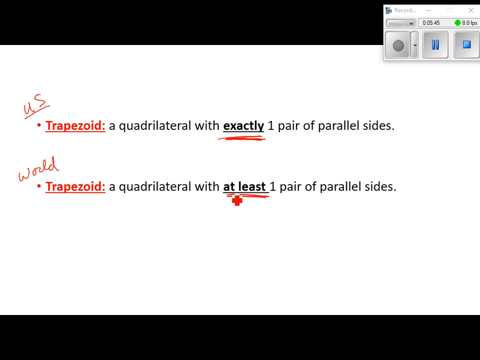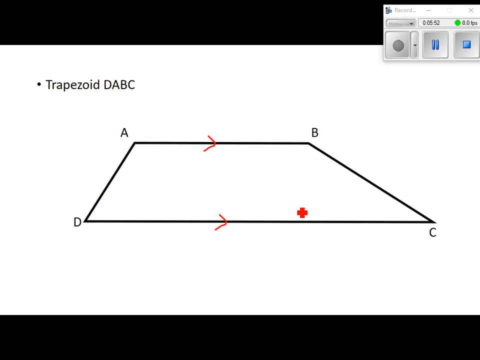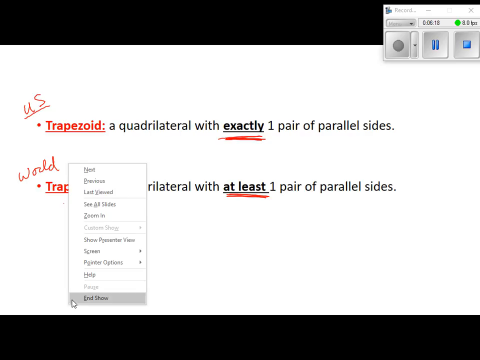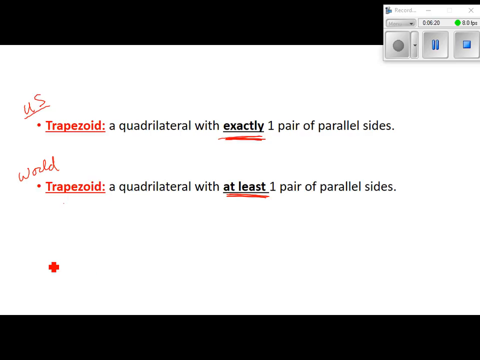So what this is saying, when we say it's got exactly one pair of parallel sides, then a trapezoid can't be a parallelogram. All right, the two don't mix together. When we use the second definition and we say it's got at least one, then you check to see if something's a trapezoid, well, it could still be a parallelogram. So that's the difference in those two.